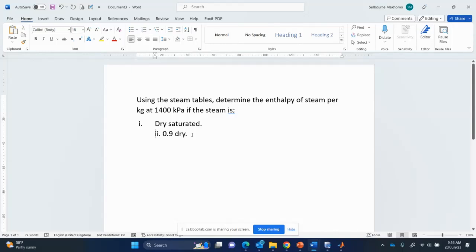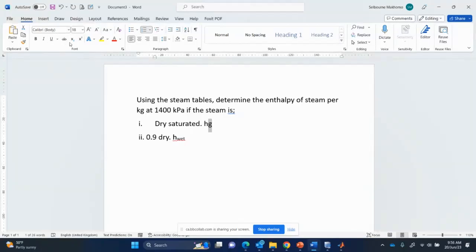So the first thing that we need to do is write in brackets that dry saturated means the question says we need to calculate hg. The second one, we have to calculate h wet. HG is the specific enthalpy of dry steam, and the steam that is 90% dry is h wet, while the pressure is 1400.